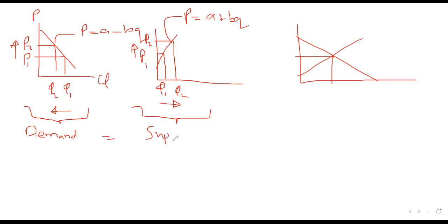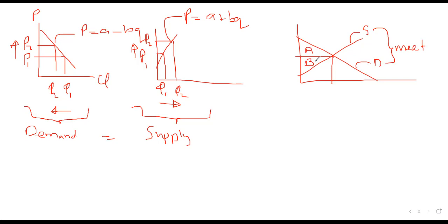Equilibrium is simply a point where demand meets supply. So our supply is upsloping, our demand is downsloping. So these two will meet. The areas under these two are called surpluses. So here we have area A and area B.